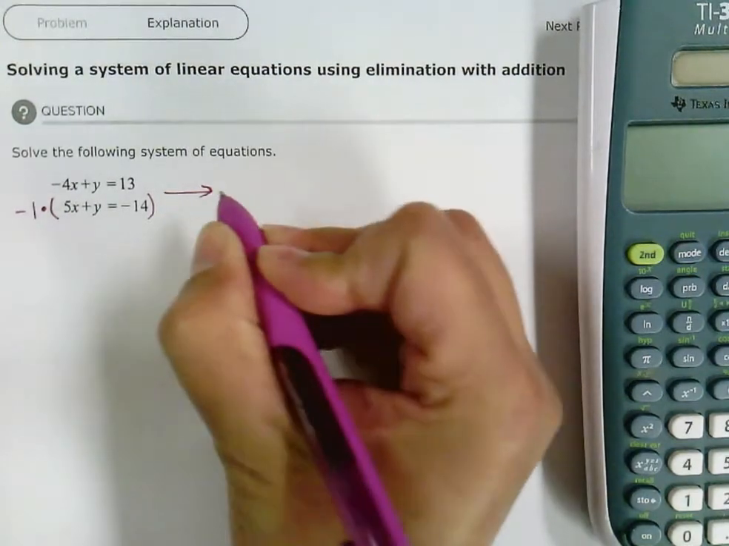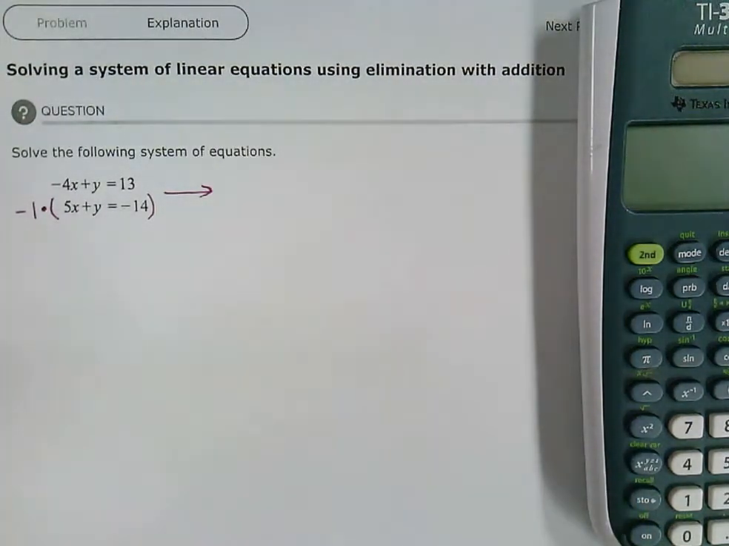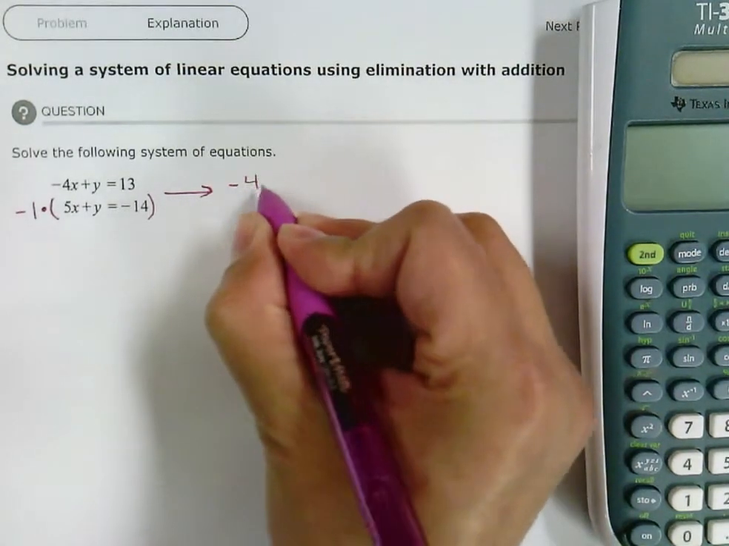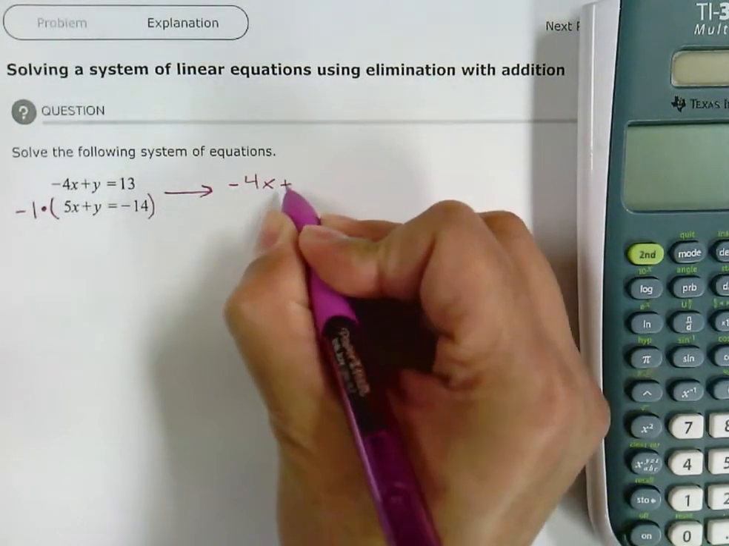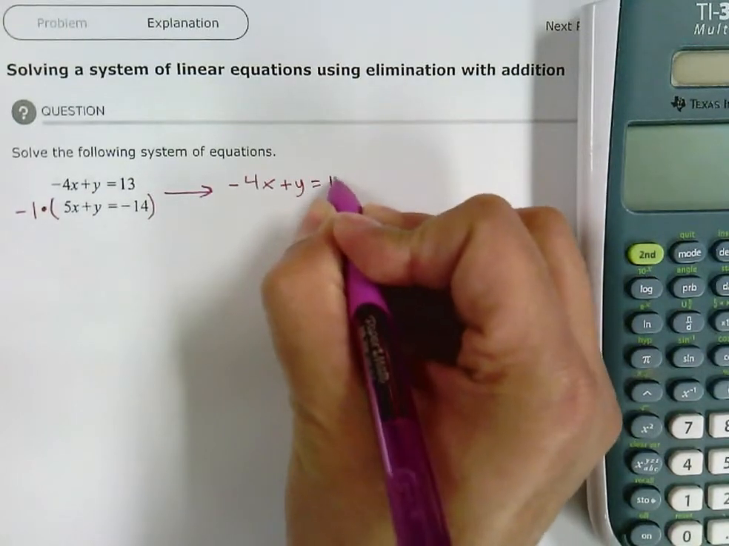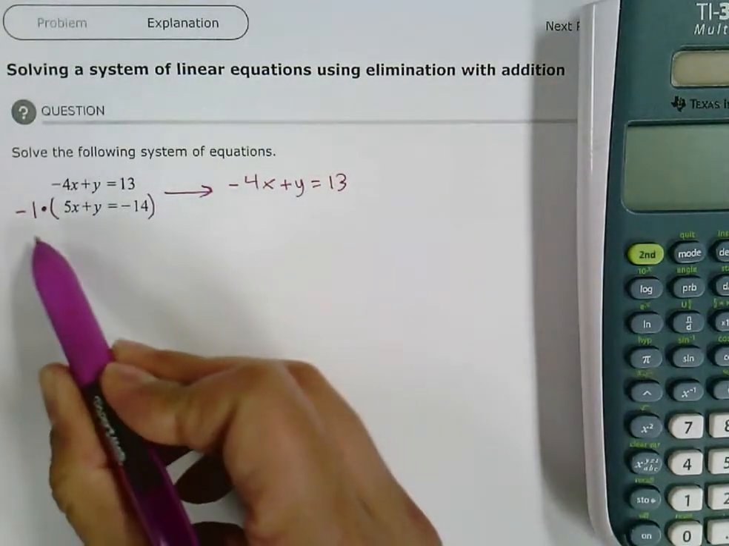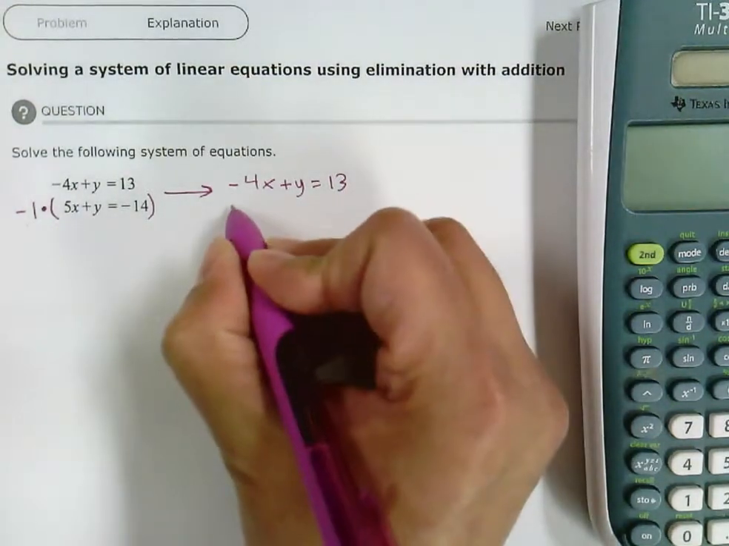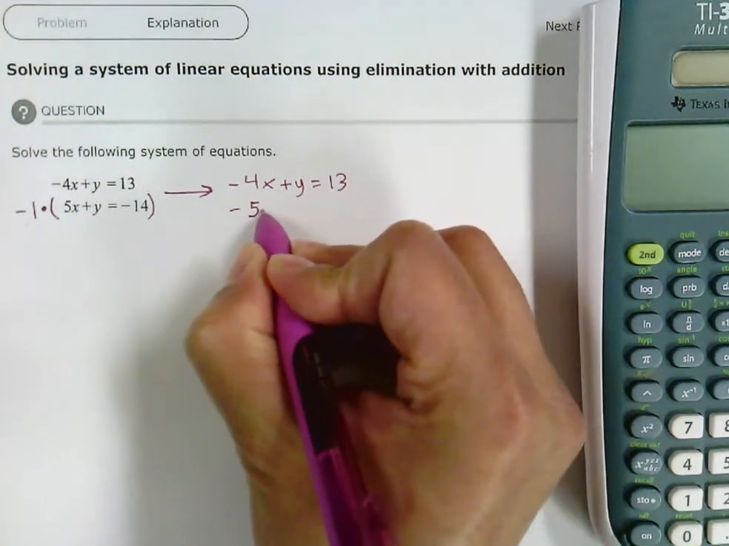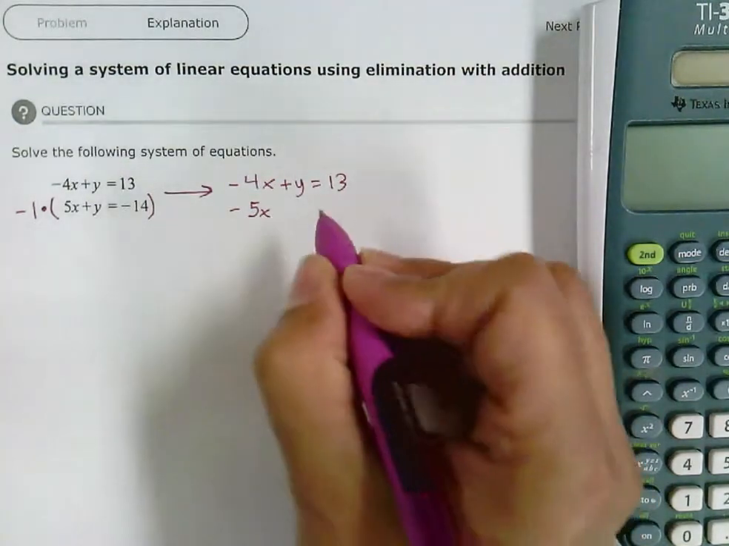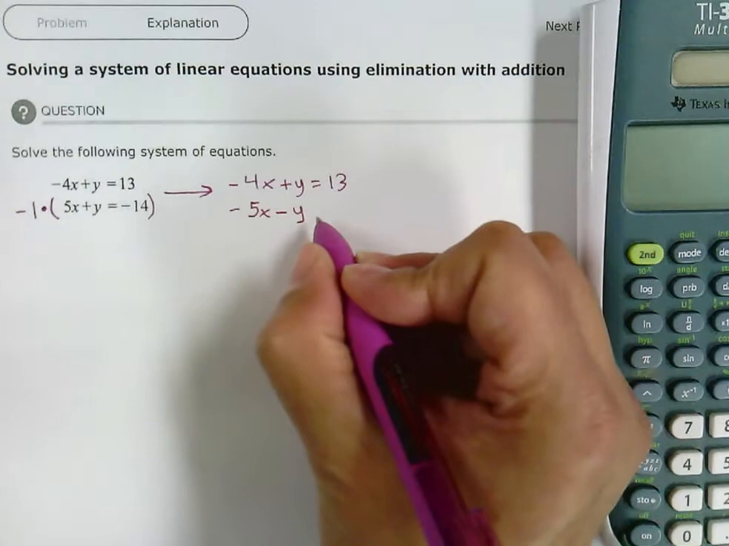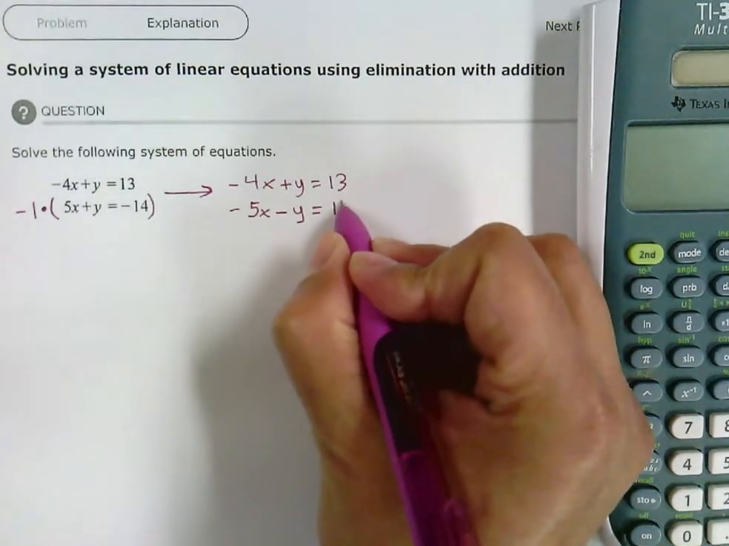We'll go ahead and rewrite the new equations over here to the right side. The first equation, again, is unchanged. We will keep that as negative 4x plus y equal to 13. The new equation for the bottom would be negative 1 times 5x, resulting in negative 5x. Negative 1 times a positive y is a negative y, and negative 1 times negative 14 is positive 14.